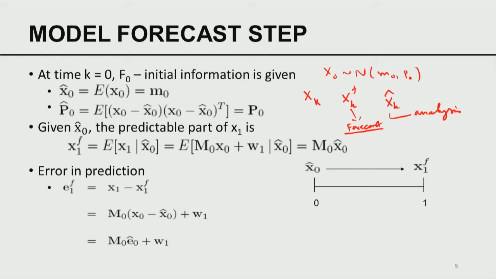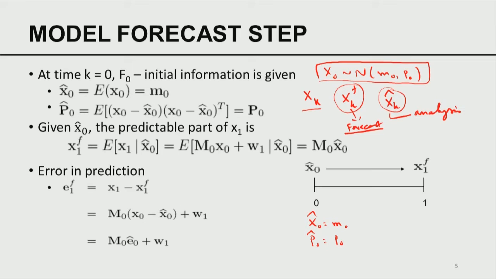Xk is the state of the system. This is forecast, that is analysis. So initially at time 0, I do not have any observation. The only information I have about the initial state is that it is normally distributed. Therefore, what is my initial analysis? My initial analysis is the mean of the initial distribution. So what is the initial analysis covariance? Pk hat, that is equal to P naught.